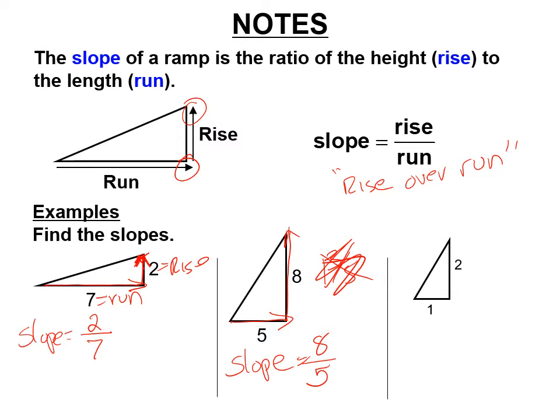So what's the slope of that? Well, it rises up 2 and it runs 1, but we're not going to leave it that way because that needs to be simplified, right? Going from 8/5 to 1 3/5 is making a mixed number. It's not simplifying. Going from 2 over 1 to 2 is simplifying. Fractions need to be simplified.